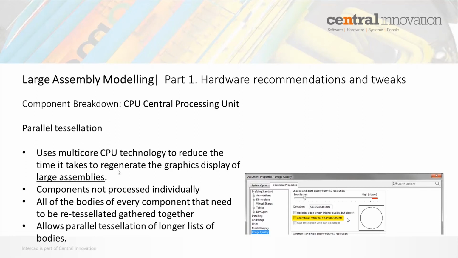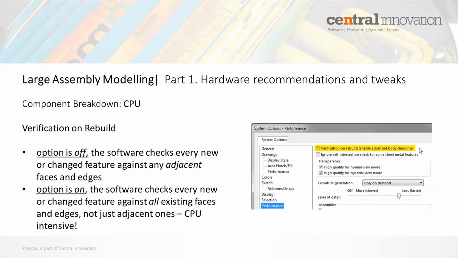Another tool we have in large assembly modelling is verification on rebuild. It's available for all parts and assemblies, but it's probably wise to turn this off in large assemblies. When it is off, the software checks every new or changed feature against any adjacent faces and edges. When it's on, it checks changed features against all existing faces and edges, not just the adjacent ones, and it's very CPU intensive. So at the large assembly model, it's probably best to turn it off. Really great for checking self-intersection on sheet metal parts at the part level, but not for large assemblies.